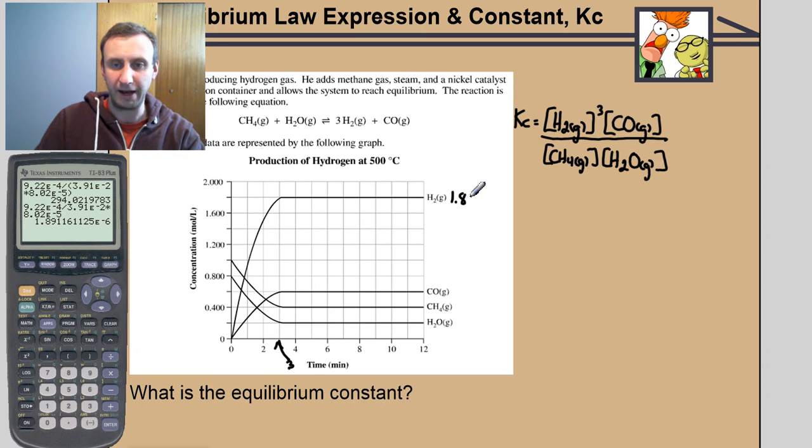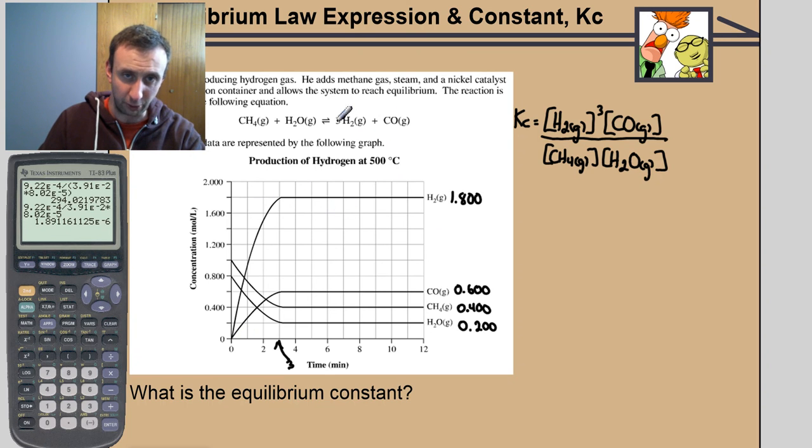So based on my scale, hydrogen is 1.800. My CO gas is between 0.4 and 0.8. So this is 0.600. My CH4 is right on 0.400. And then my H2O gas is 0.200. So in this reaction, I started with CH4 and H2O added into the vessel, and then it started reacting to make my CO and my H2. You'll notice that the H2 goes from 0 all the way to 1.8. The reason for that is there's 3 for a coefficient, so I end up making 3 times as much H2 as I do CO, right, based on what I got here.